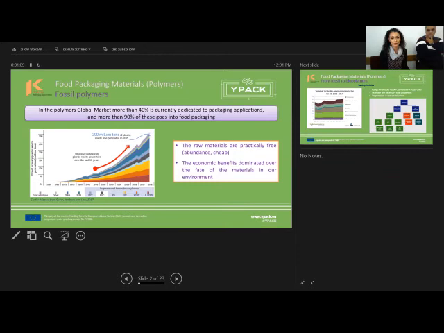The last decades, we observed a significant increment in the production of polymers, and thus producing a very high amount of plastic waste as well. However, the rate of increase is still getting higher. Mainly due to the reason that the raw materials are practically free, and even nowadays economic benefits dominate over their environmental performance.